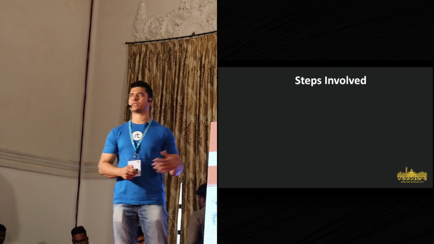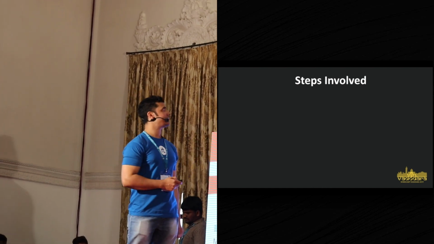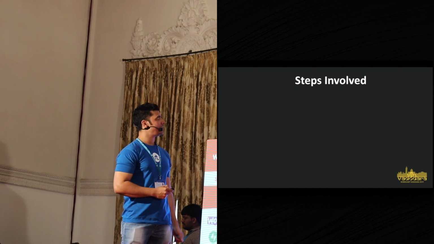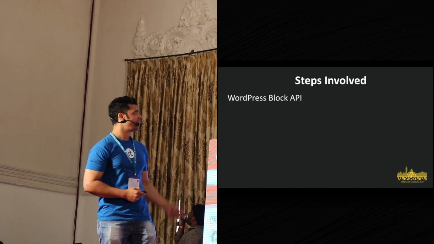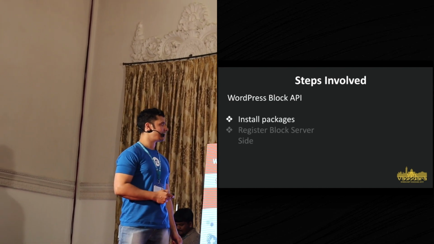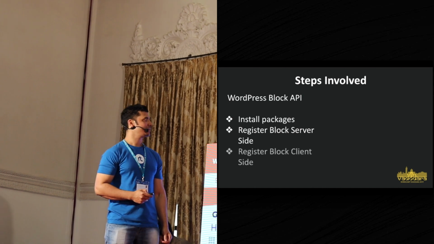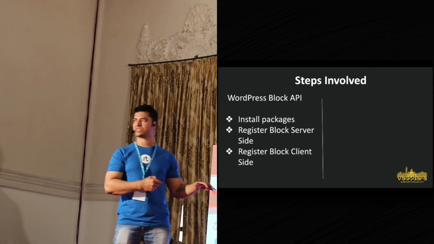Let's do a side-by-side comparison. If you remember from my previous slide, when using the WordPress block API, which focuses more on JavaScript, you have to install the WordPress scripts package, then register your block server side, register your block client side. There are many steps involved, but I'm summing them down to just three, so it's easy for you to understand.